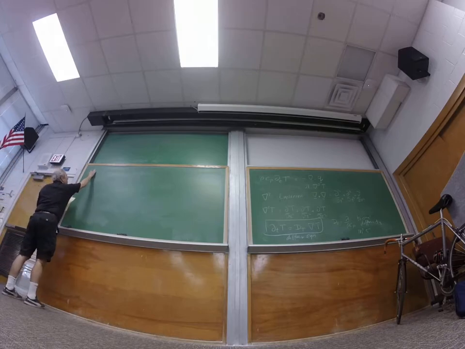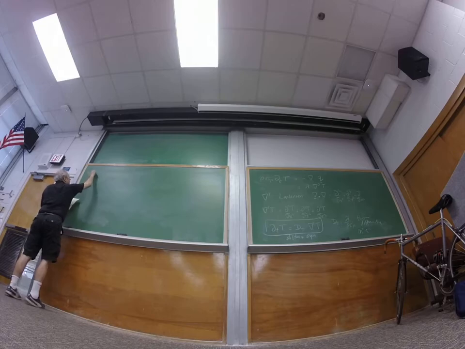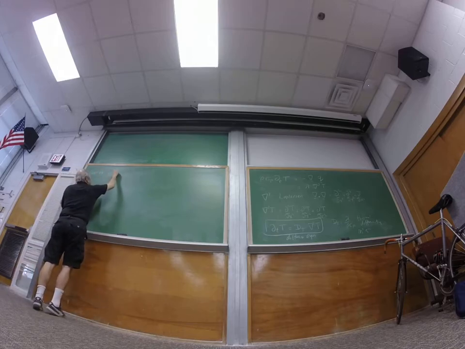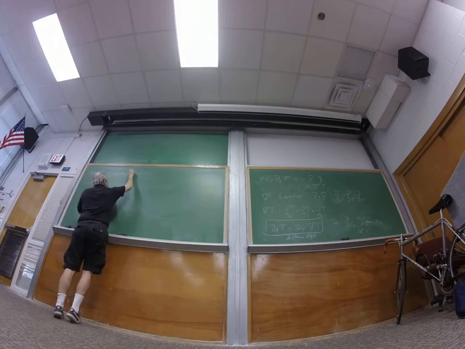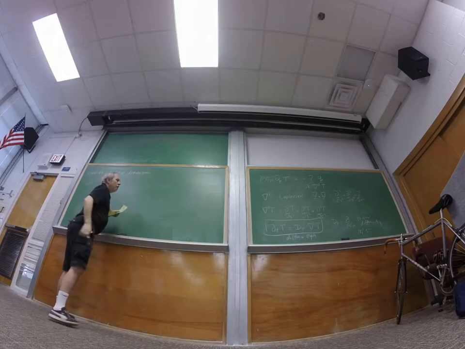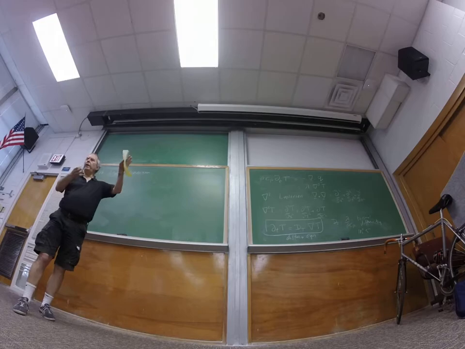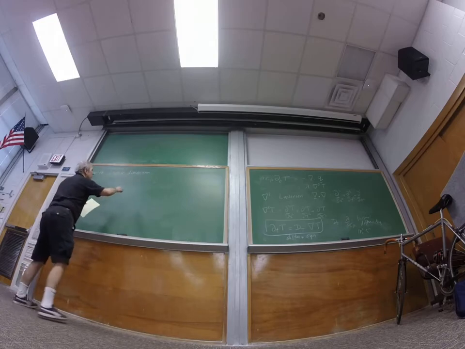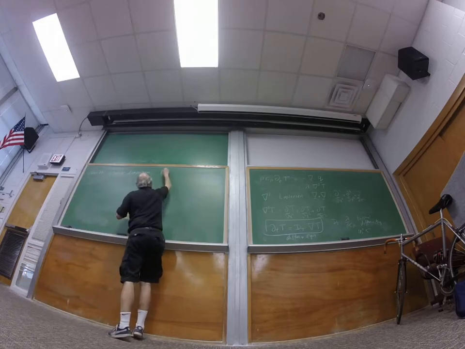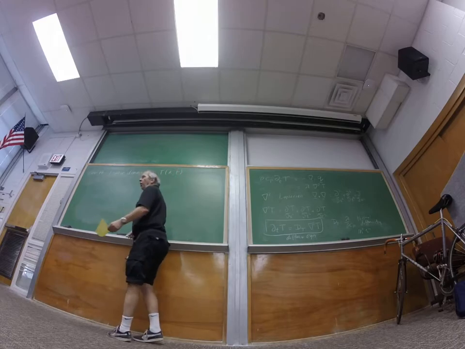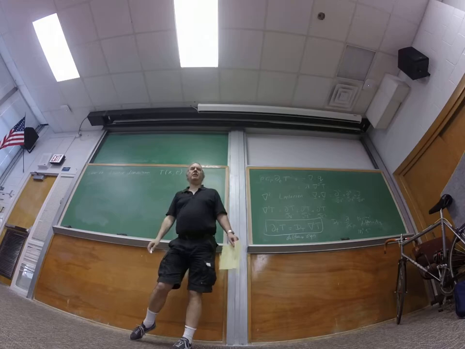So the first case I want to look at is when there's only one space dimension. So we're going to assume that t is the same in y and z directions. So t is just a function of a single coordinate and time.